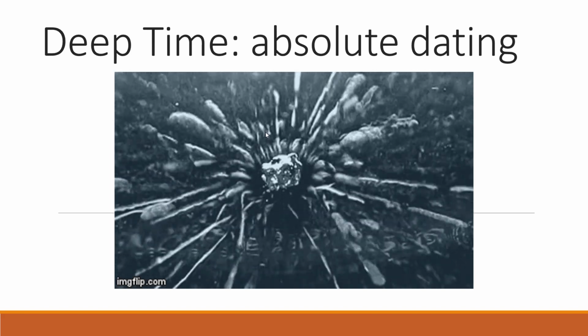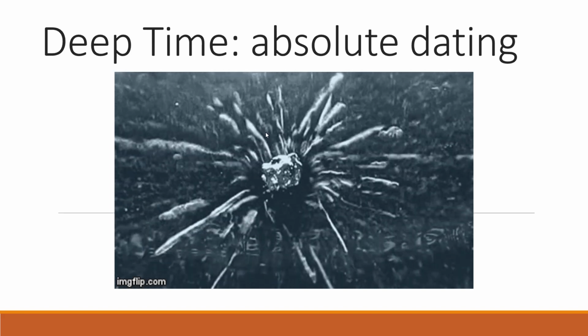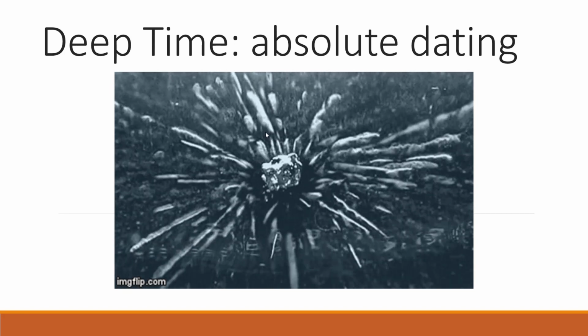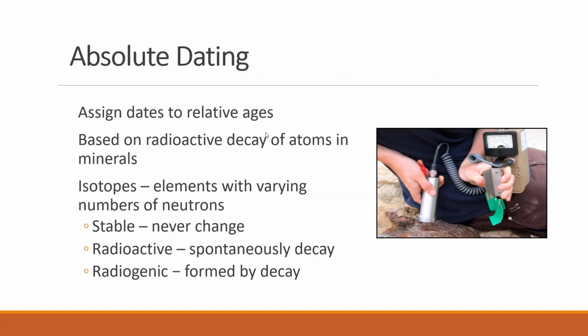The other way of looking at time is absolute dating. This is looking at the actual numbers for the time frames. So absolute dating is assigning actual dates to our relative ages. This is going to be based on radioactive decay of atoms in minerals. Elements can have what are called isotopes. An isotope is an element with a varying number of neutrons. The element is defined by its number of protons, but it can have different numbers of neutrons and therefore different weights. These are called isotopes.